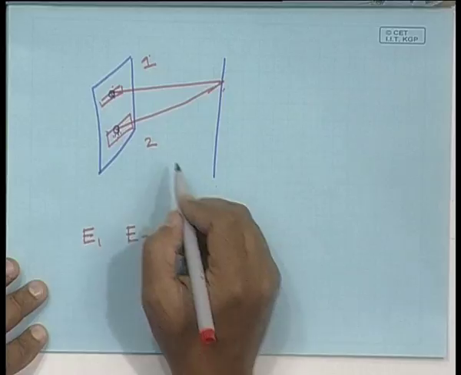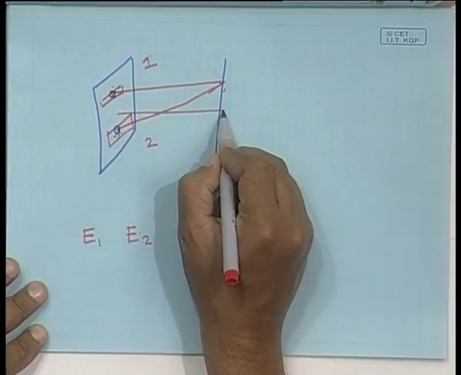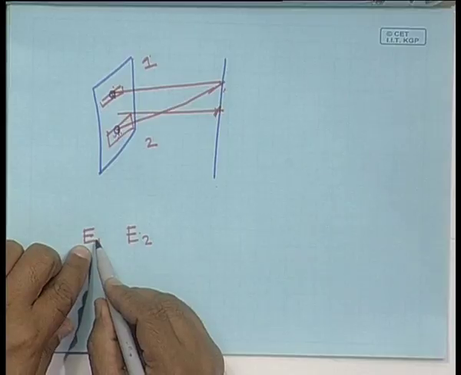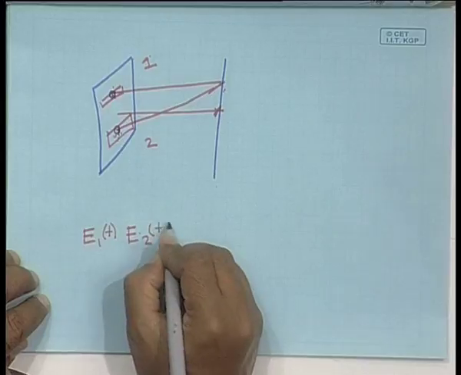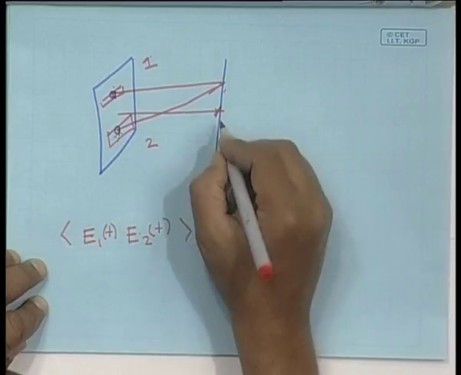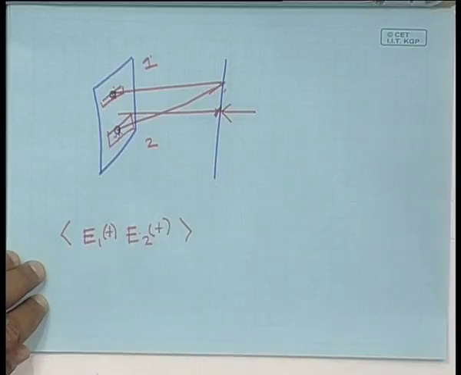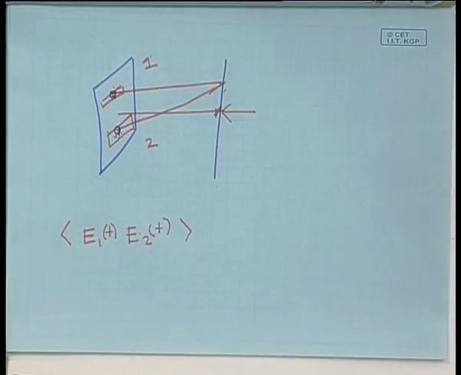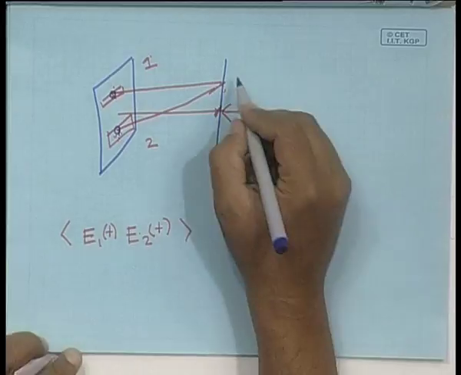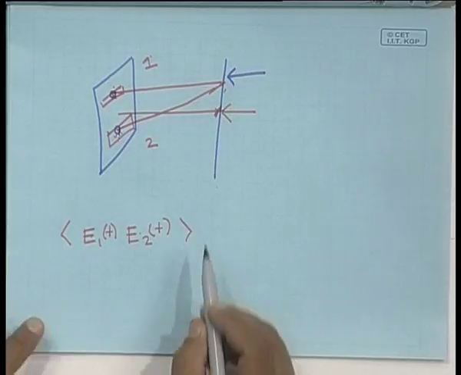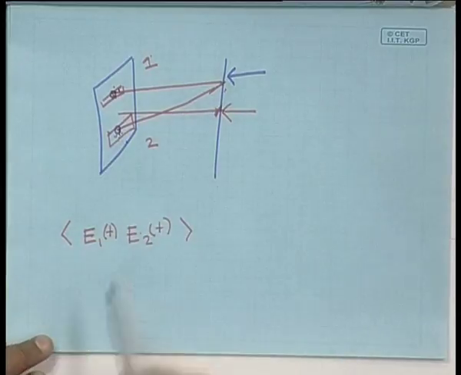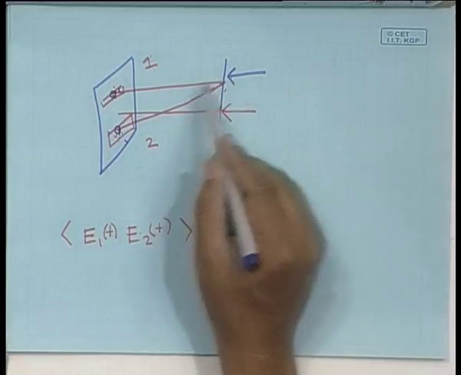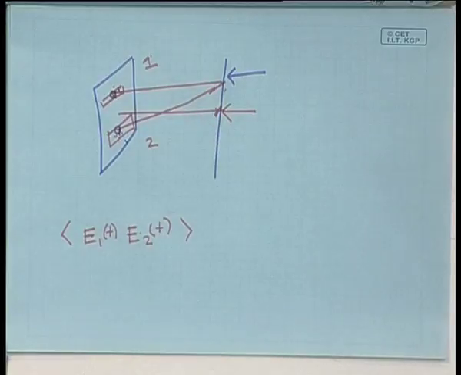So, at the central position you measure E1 and E2 at the same instant of time, the time average of this. This is only at the center. If I move to a different point on the screen, I will be measuring E1 and E2 with different time delays, because the paths which they have to propagate are different. So, over here I would be measuring E1 and E2 with different time delays.